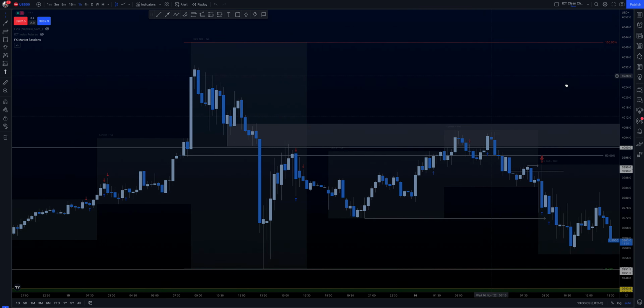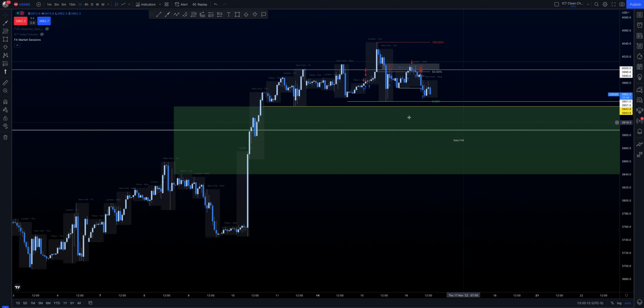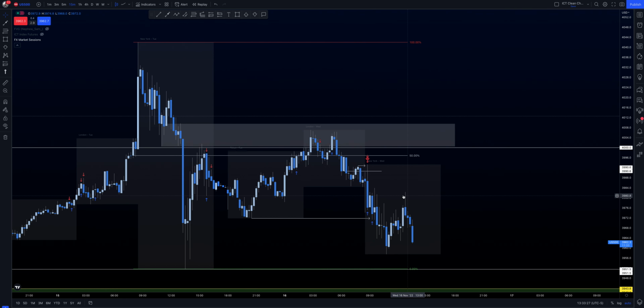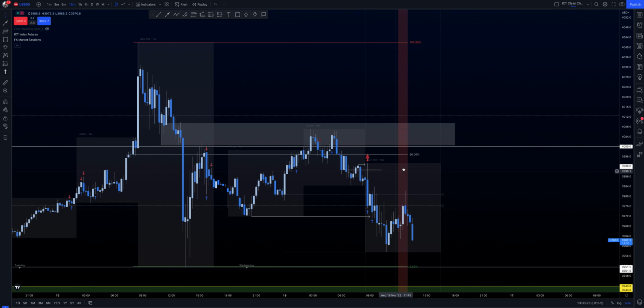The idea that I've got in my mind now is we're going to come down to tap into this daily fair value gap. This is what the draw on liquidity is. So you've got the previous daily low here, and then beneath that you've got the discount PD array. So this is what I have in mind. There was an afternoon trade here as well, so just bring this on.